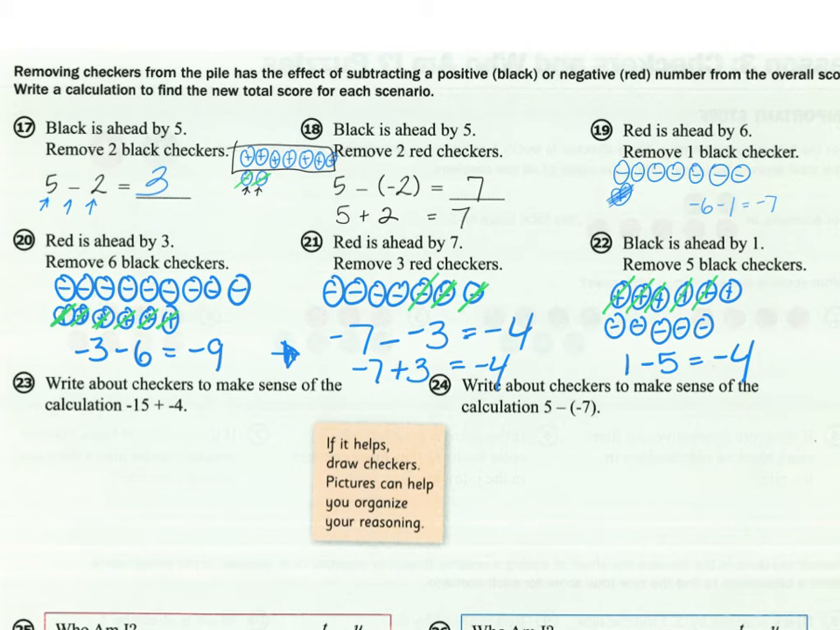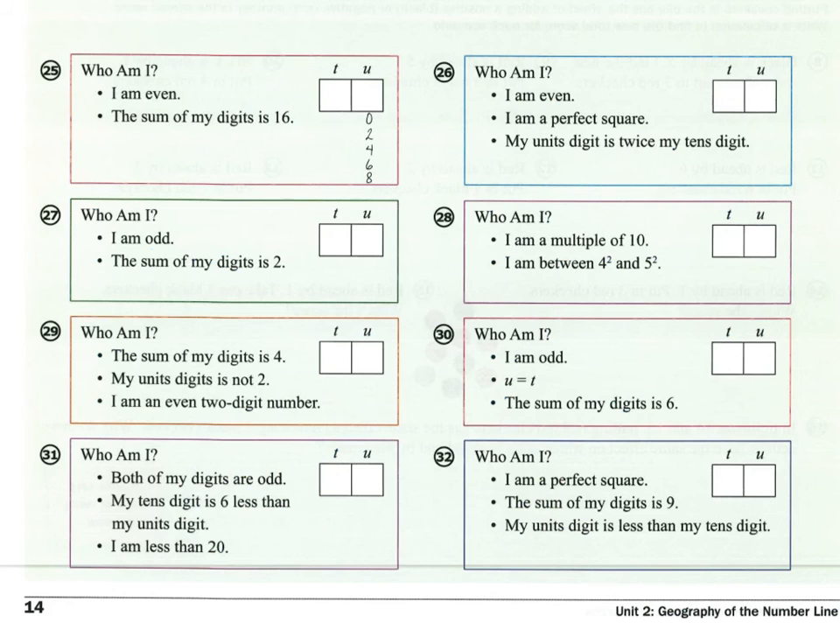Number 22, we have black being ahead by 1, but I still needed a picture where I could remove 5 black checkers. So I started out with this picture where black was originally ahead by 1, but I still had black checkers I could remove. By taking out those 5 black checkers, now I have a 0 pair right here I can get rid of, and what I'm left with is negative 4. So mathematically my equation is 1 minus 5, took away 5 black checkers, equal to negative 4.